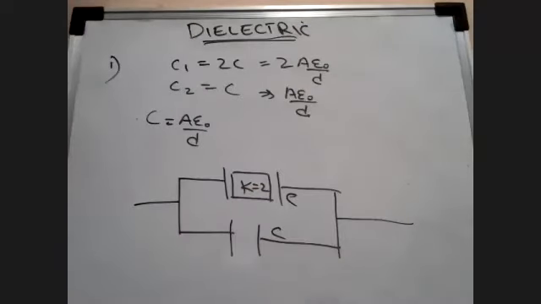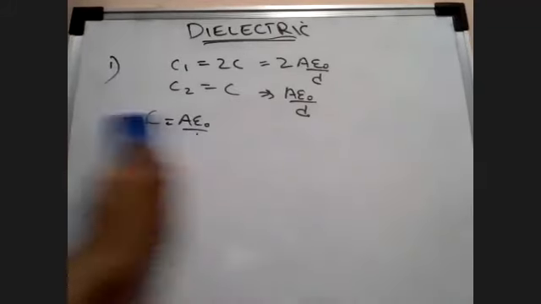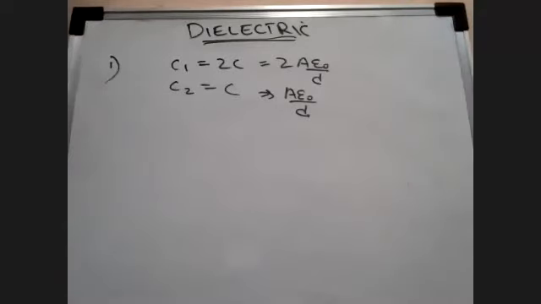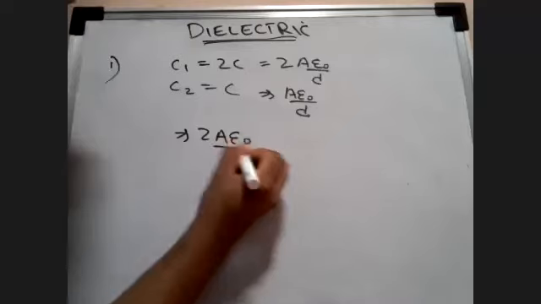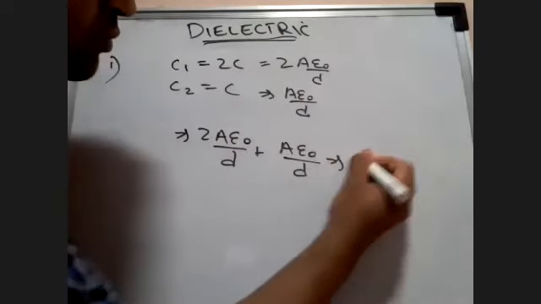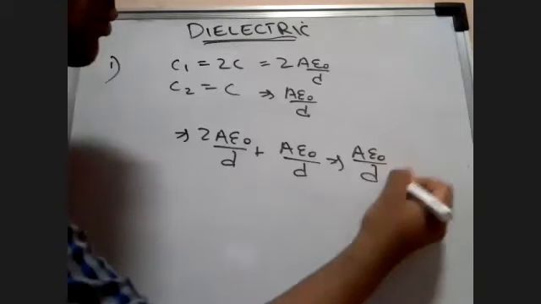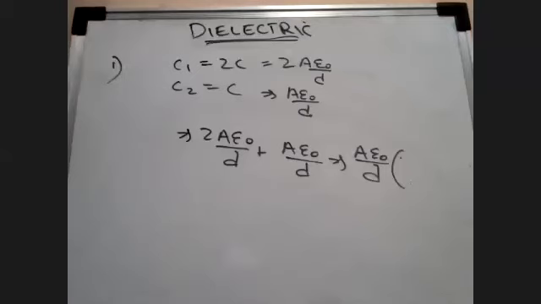So in this way, now I know that both are parallel. If I know they are parallel, I can simply add them. What is it going to be? What's the combination going to be? Tell me, come on, fast. No responses. 3A epsilon naught by D.